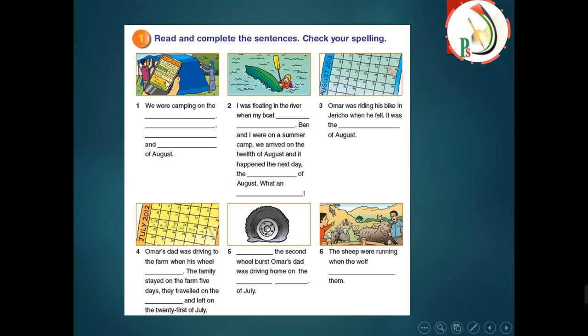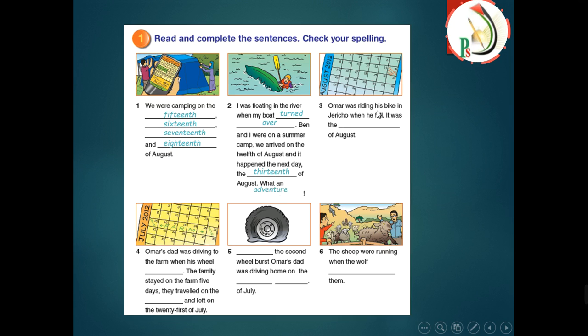The first one, look and answer. We were camping on the space of August. We have here the mobile phone. Look at these numbers on the 15th, 16th, 17th, and 18th of August. Amy and her boat. I was floating in the river when my boat turned over. Ben and I were on a summer camp. We arrived on the 12th of August and it happened the next day. So the next day for 12th is 13th of August. What an adventure!